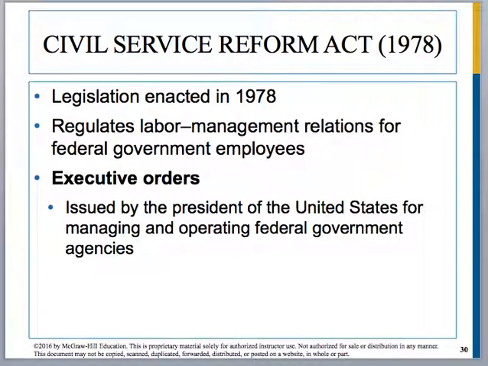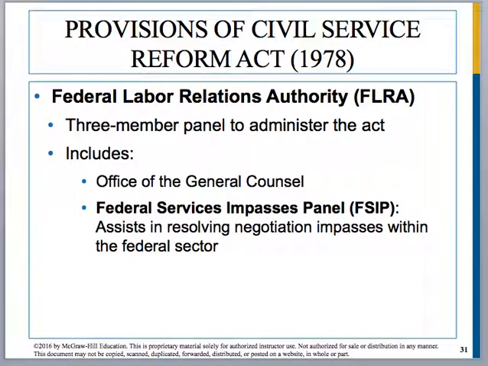In 1978, legislation was enacted in the Civil Service Reform Act that regulates labor management relations for federal government employees, and the executive orders that were issued by the President of the United States set a way to manage and operate the federal government agencies. The FLRA is the Federal Labor Relations Authority, and that's a 3-member panel that is used to administer the Civil Service Reform Act of 1978. And that includes your Office of General Counsel and the Federal Service Impasses Panel that assists in resolving any kind of negotiation impasse that is taking place within the federal sector.